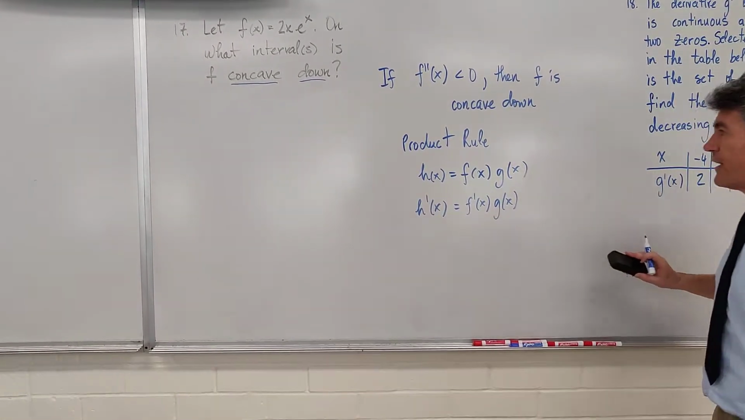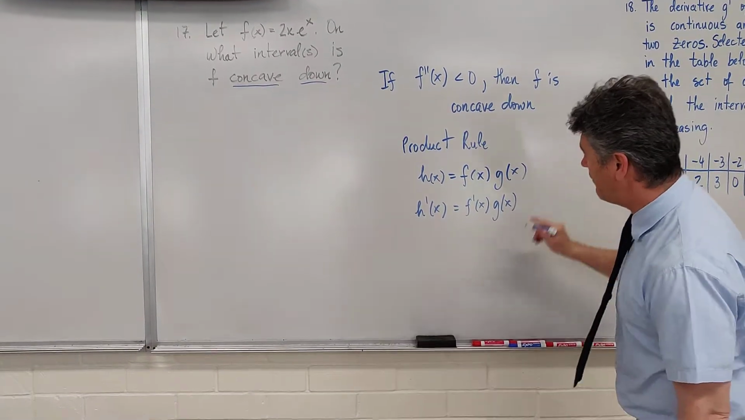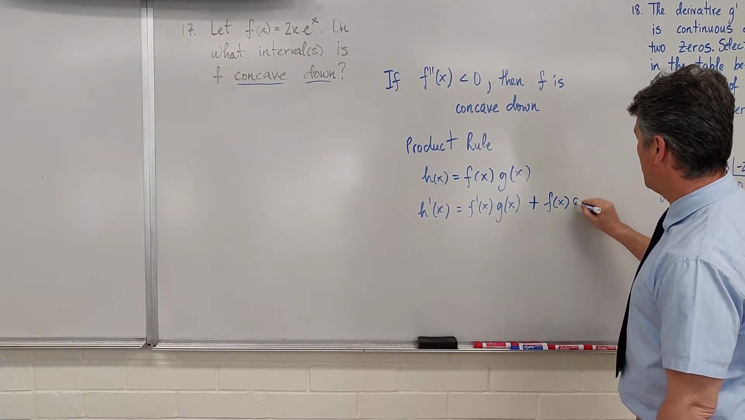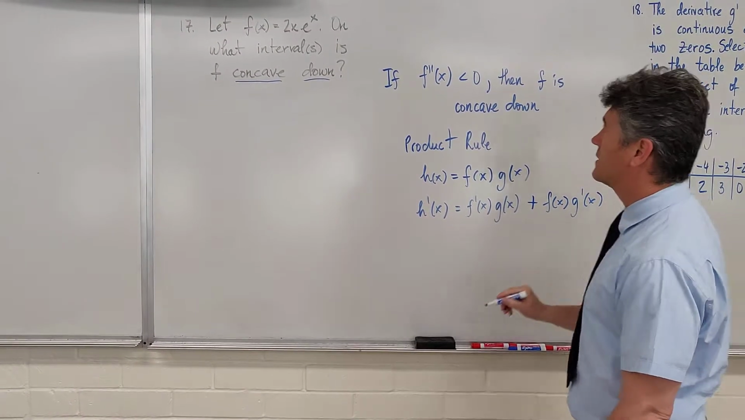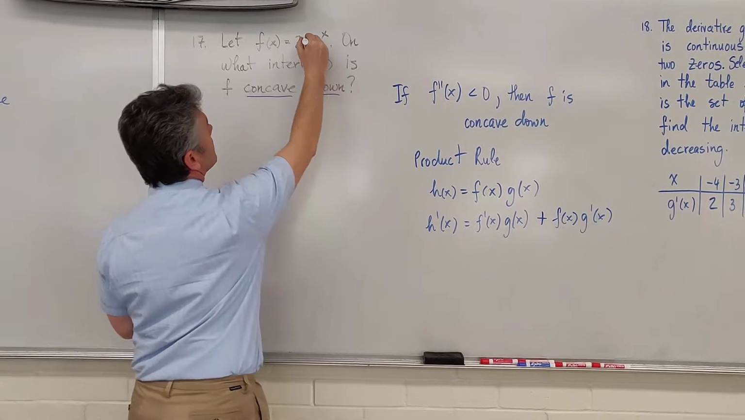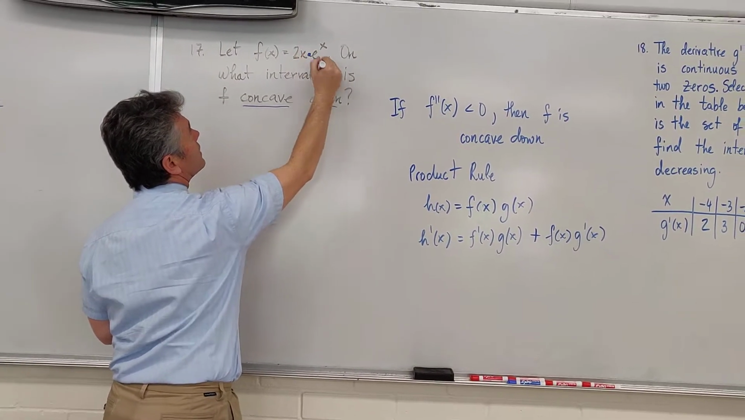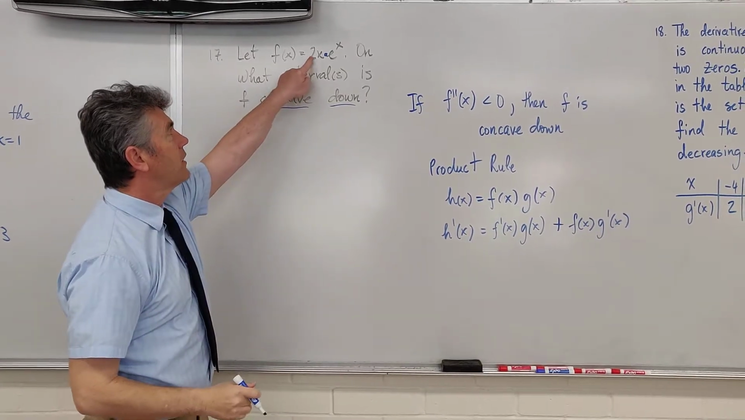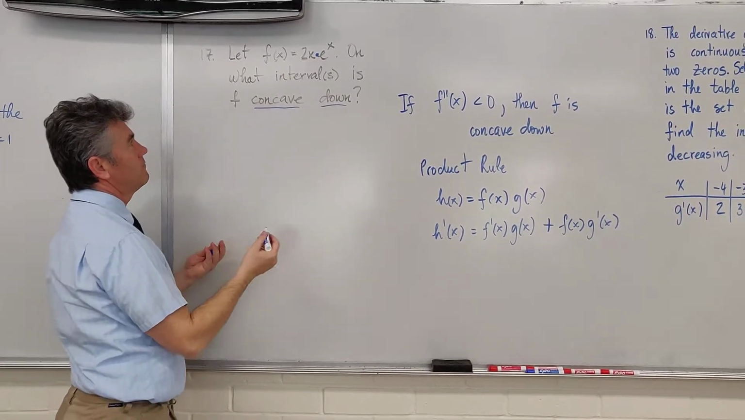Sorry if I erased it too quickly. Let me write it down one more time. Plus f of x times g prime of x. The product occurs right here. We have the quantity 2x times e to the x. So this is your f, and that is your g.